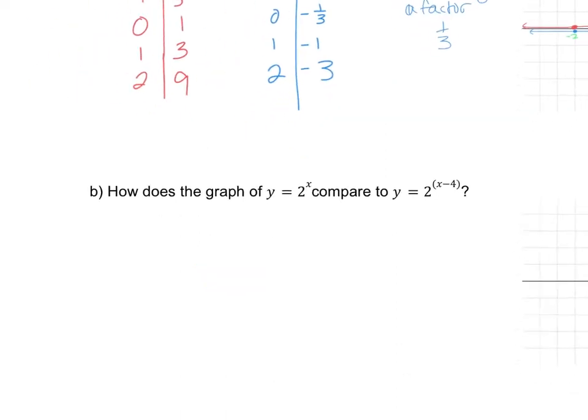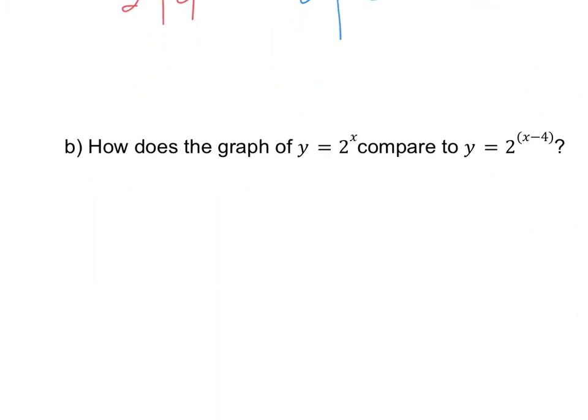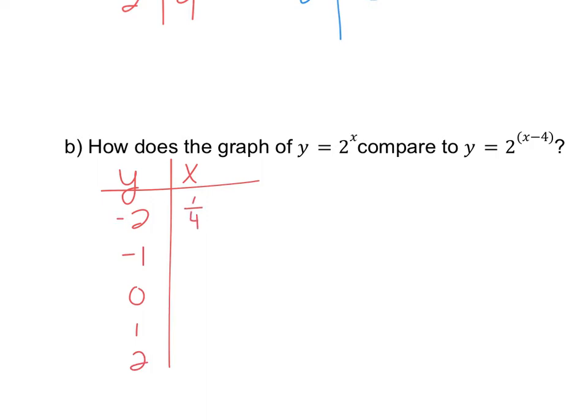Let's do the next one. So now how is this graph compared to the other one? So y equals 2 to the x, we'll do that really fast. So -2, -1, 0, 1, and 2. 2 to the -2 is 1/4. 2 to the -1 is 1/2. To the 0 is 1. To the first is 2. And squared is 4.